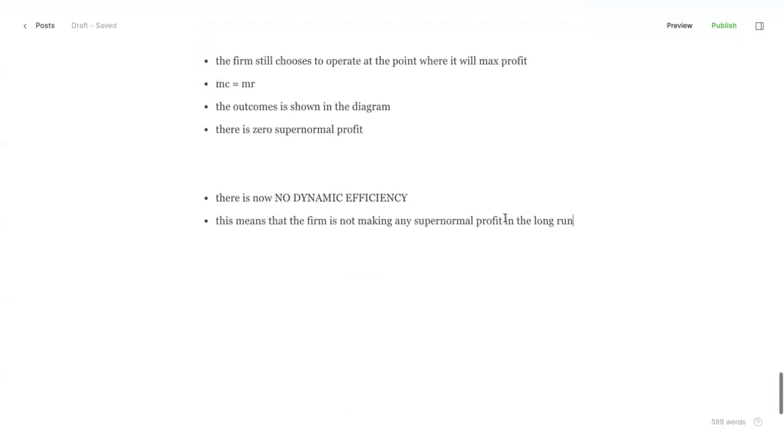This means that any firm in a monopolistically competitive market is not going to have the facilities to reinvest. And if they're not going to reinvest, then consumers are not going to see improvements in the products that they're buying. So that's the first bad point.